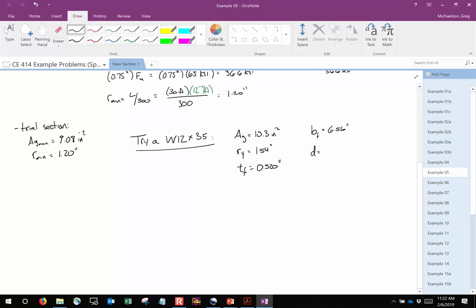I like hearing that everybody's using these decimal values and not these fractional values. All right, and the depth. Remember, if you have a W12, the depth is about 12 inches, in this case 12.5. Sound good? So at this point, again, it's a trial shape, so we need to do some analysis.